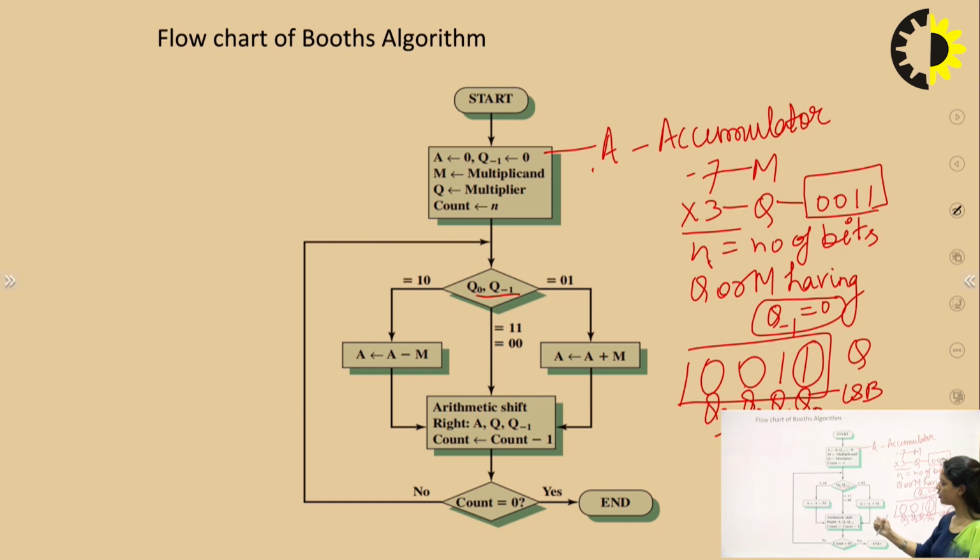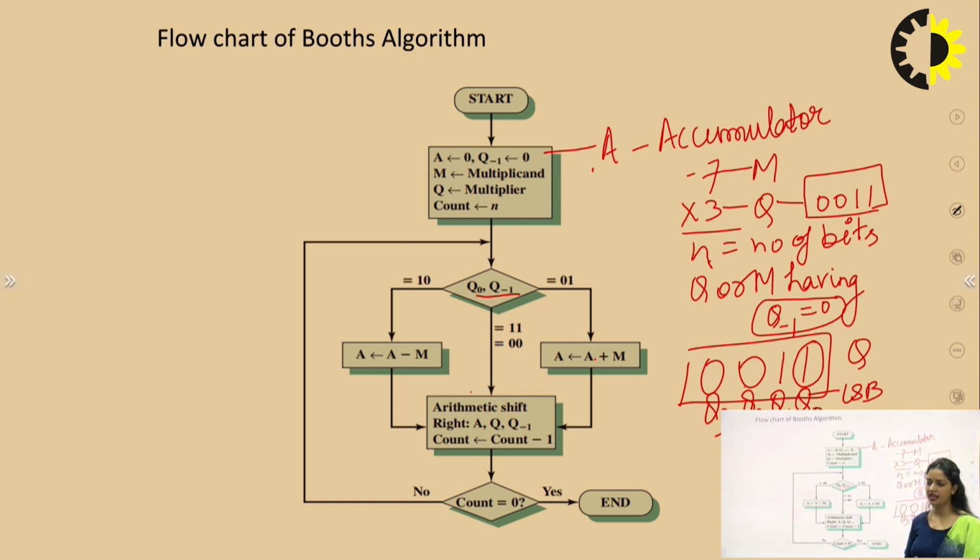If the first case is the possibility of 1, 0, that is the value of Q naught is 1 and the value of Q minus 1 is 0, then what do we have to do next? We have to perform this operation. That is, we have to subtract the multiplicand from the content of the accumulator. And for the second case, if we have a 0, 1 value, then we have to add the multiplicand to the content of the accumulator. And after performing these two operations, if that condition is true accordingly, the next step is to perform the arithmetic right shift operation.